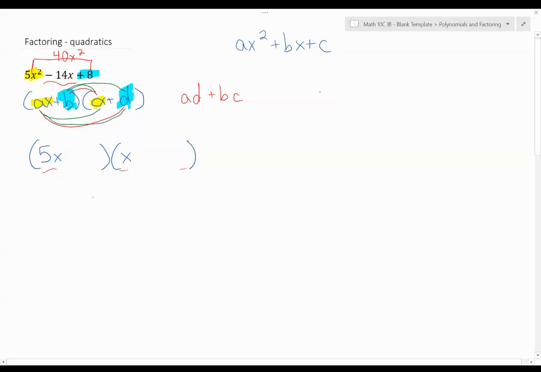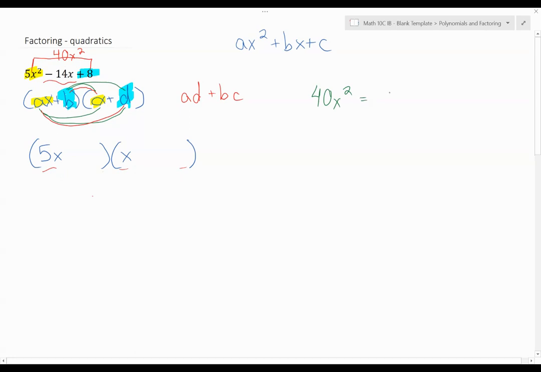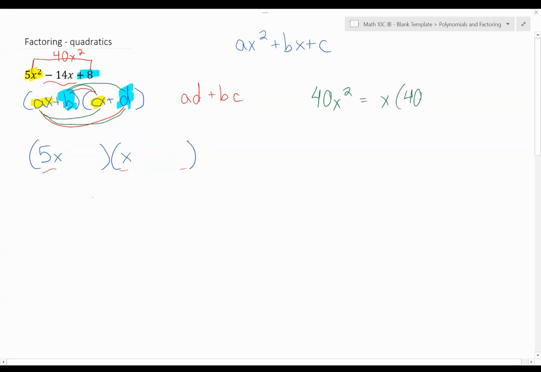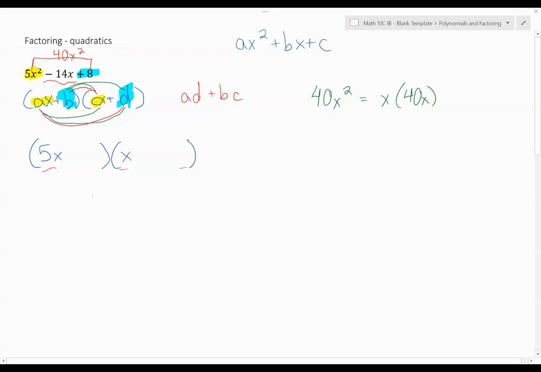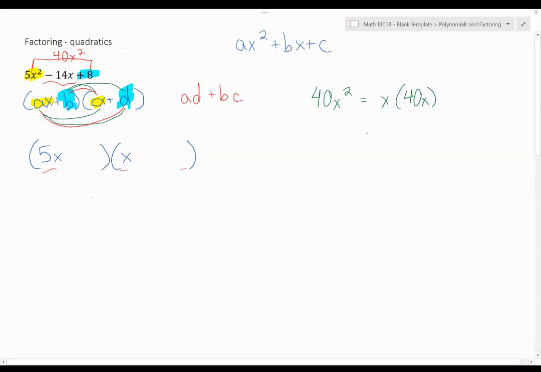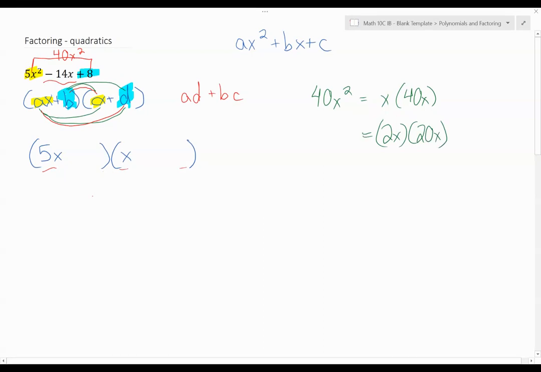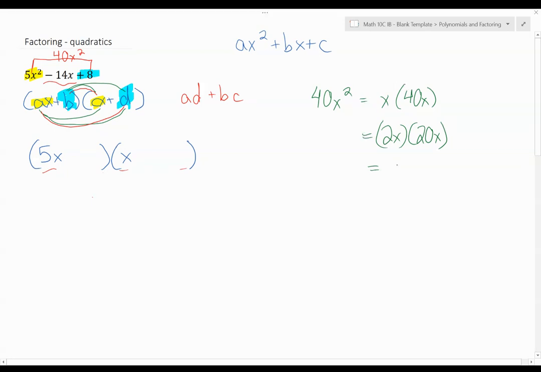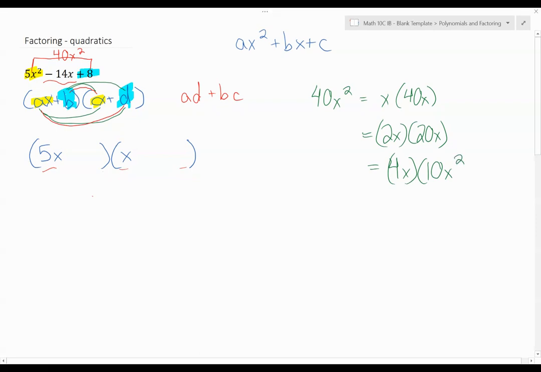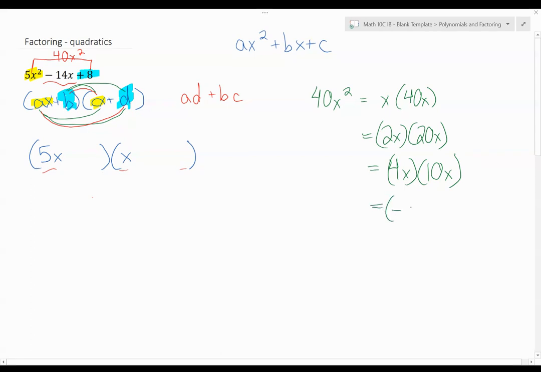So for example, 40x squared could be the product of just x and 40x. But if I added those terms together, I would get 41x. That's not what I'm after. It could be the product of 2x and 20x. But again, that would not give me minus 14x. In fact, 4x times 10x would give me 40x squared, but it wouldn't give me negative 14x. So what needs to change is I need minus 4x and minus 10x.